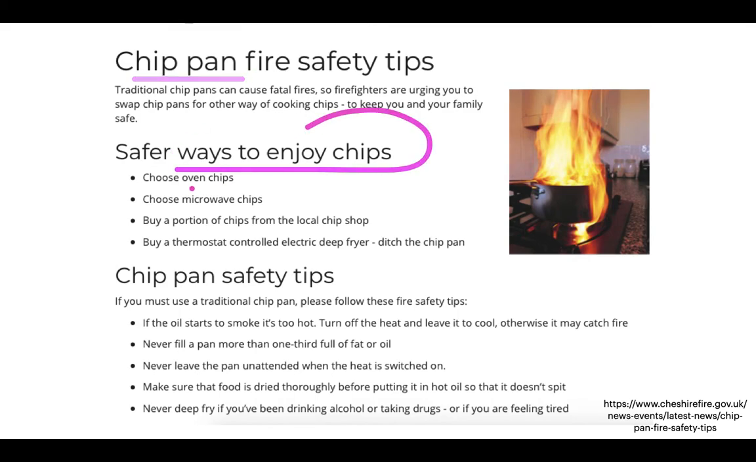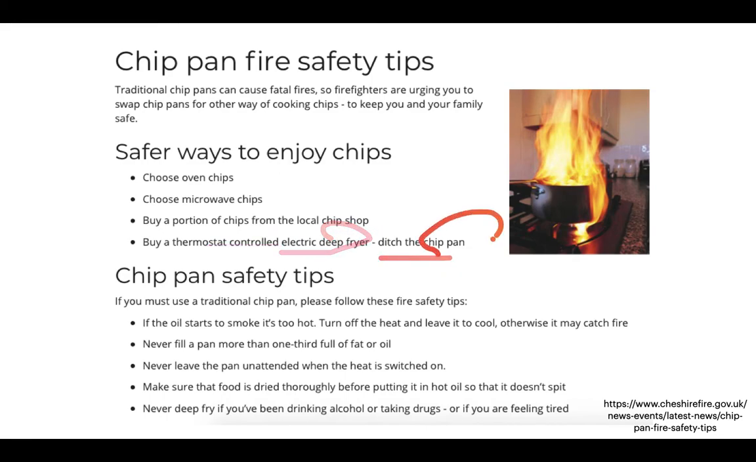Safe way to enjoy chips. Choose oven chips, choose microwave chips. Buy a portion of chips from the local chip store. Buy a thermostat or controlled electric deep fryer. Ditch the chip pan, right? Because there were just so many accidents happening because of this. So they were giving all the other alternatives.